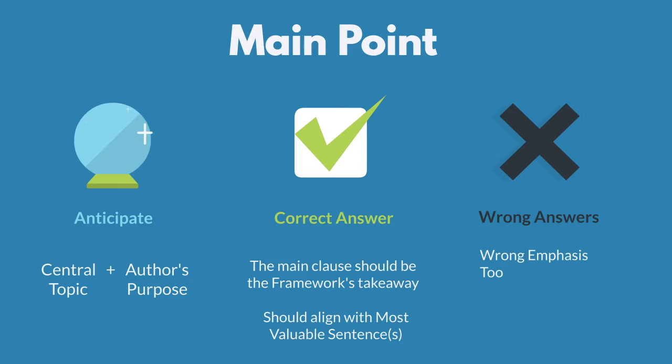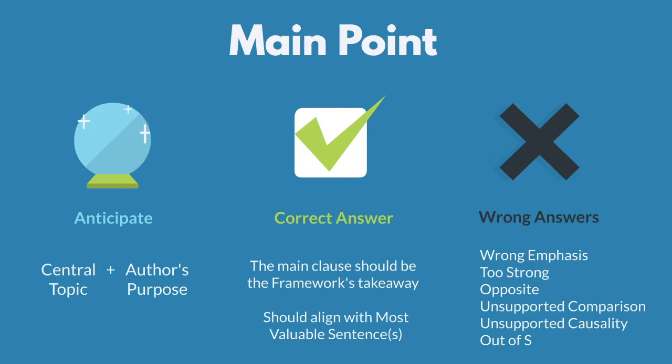Some answers will be wrong because a word is too strong. Some of them will actually contain a word or a modifier that goes against what was said in the passage. Some of them will make unsupported comparisons or unsupported causal claims. And some of them will just bring in stuff that we never talked about.